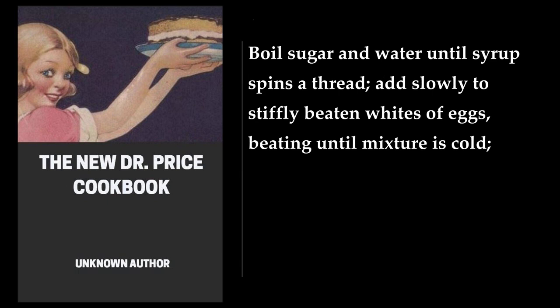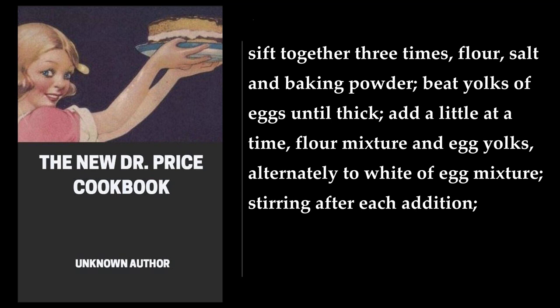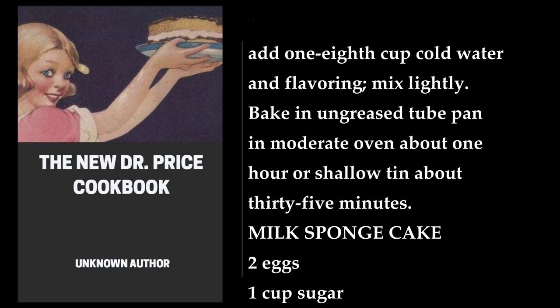Boil sugar and water until syrup spins a thread, add slowly to stiffly beaten whites of eggs, beating until mixture is cold. Sift together 3 times flour, salt and baking powder, beat yolks of eggs until thick, add a little at a time flour mixture and egg yolks, alternately to white of egg mixture, stirring after each addition. Add 1/8 cup cold water and flavoring, mix lightly. Bake in ungreased tube pan in moderate oven about 1 hour or shallow tin about 35 minutes.